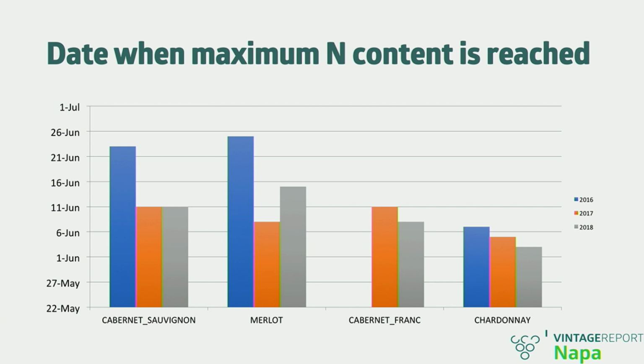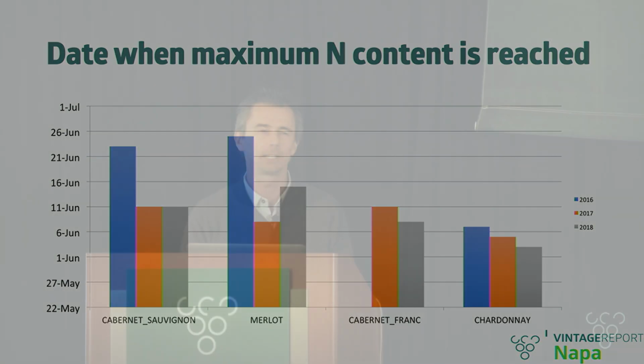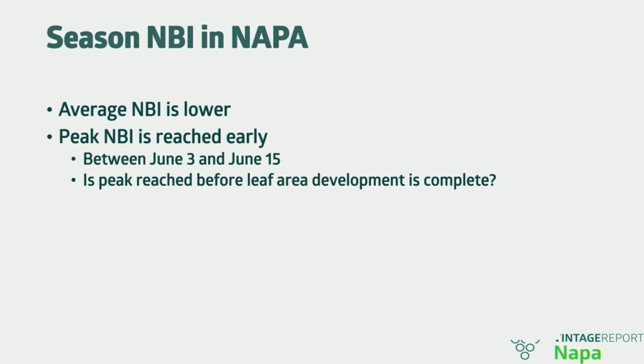The date when that stage is reached, however, wasn't easily characterized, except that it happened before the middle of June. So depending upon the varietal, the highest amount of nitrogen is reached between June 3rd and June 15. Okay, what can we make out of that? Well, we can say two things. First, this year we've observed less nitrogen per leaf area. And the peak nitrogen has been reached early.